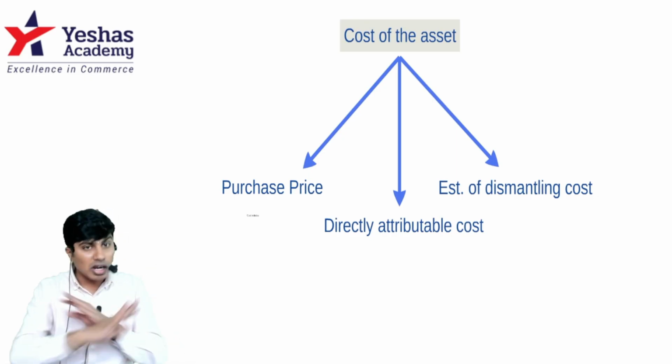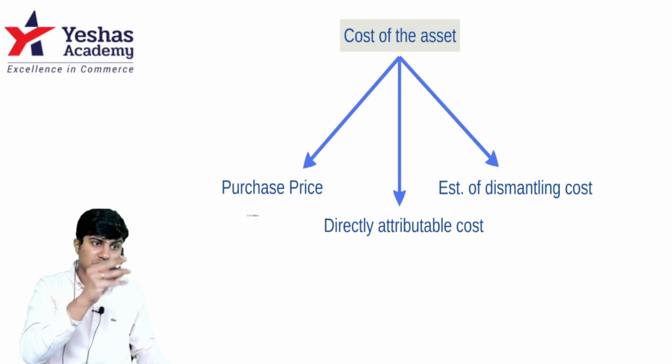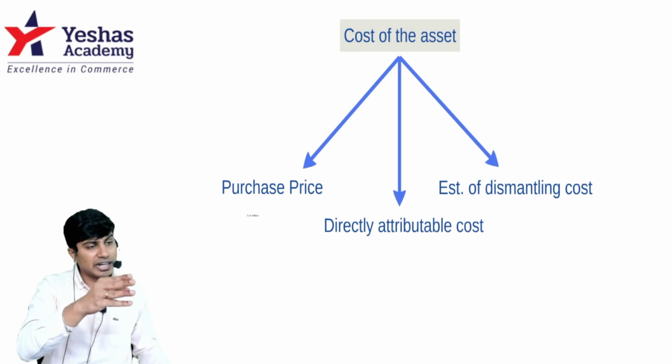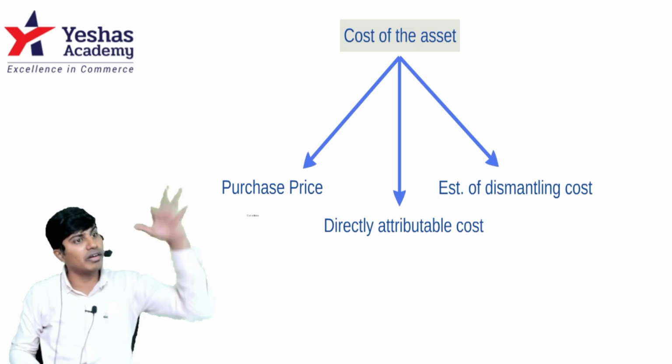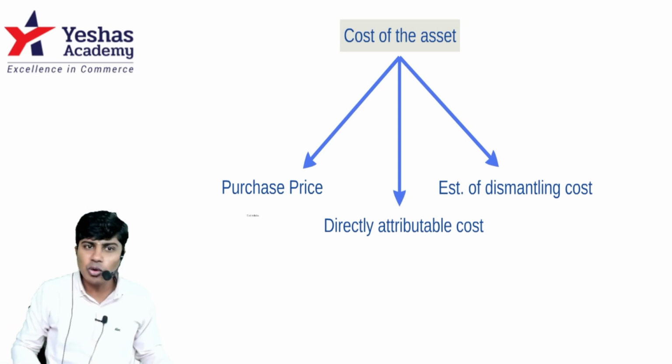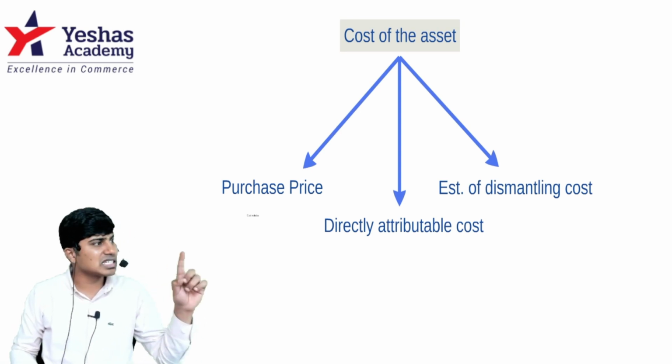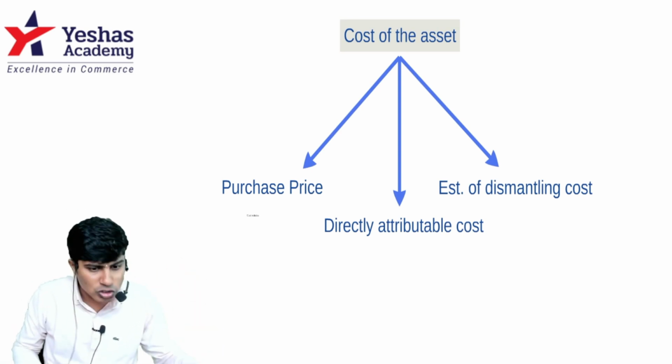If input is not available, then that input CGST, SGST is not available. Write that also in the cost of the asset only. Full 1,10,000 will provide depreciation. I hope you understood. Same thing we discussed in inventory also.